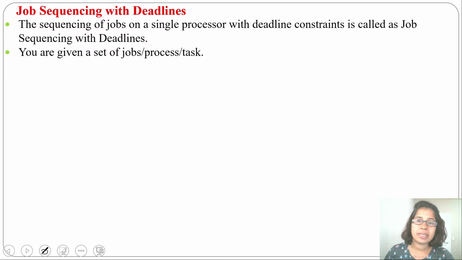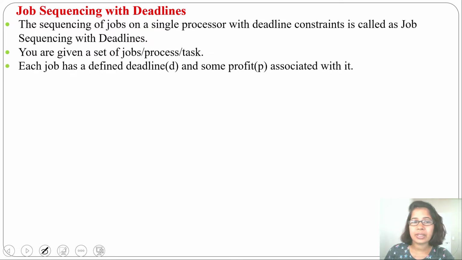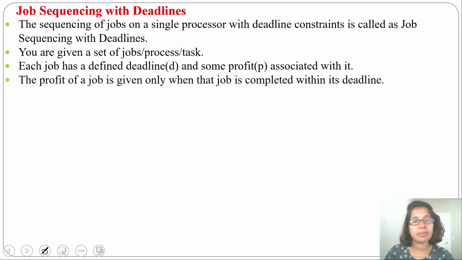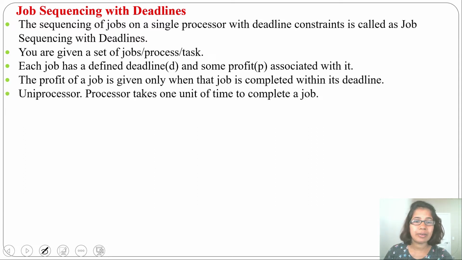You are given a set of jobs or processes or tasks, and each job has some defined profit and deadline. The profit of the job will be given only if it can be finished within the deadline. If it finishes after the deadline, then it will not get the profit, and it is a uniprocessor. There is just a single processor and every task needs just 1 unit of time.